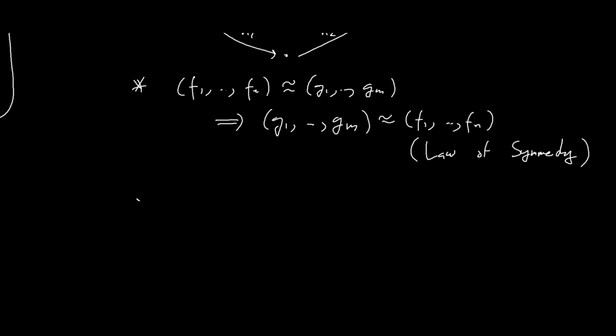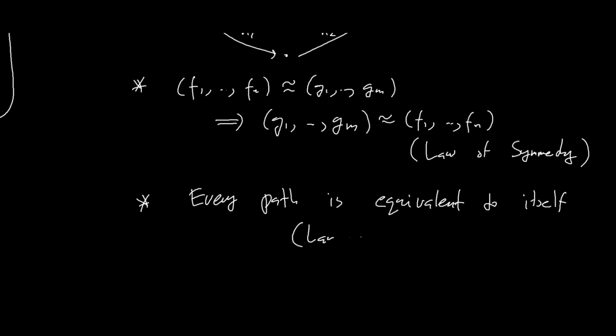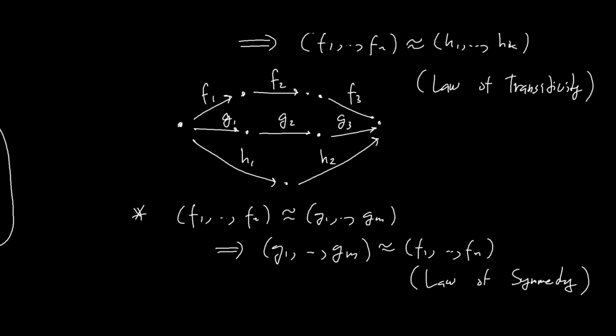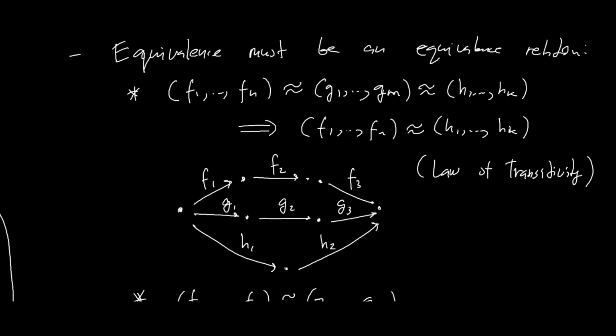There is also the law of reflexivity, which says that every path is equivalent to itself. This is our law of reflexivity. So these are the three usual laws for all kinds of equivalence relations out there. And I'm assuming that everybody here already knows what an equivalence relation is. If you don't, then you see the definition is here.